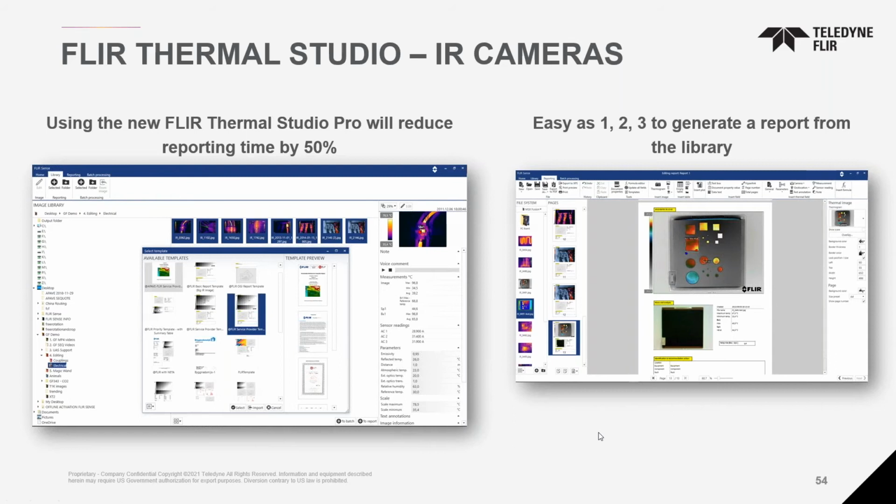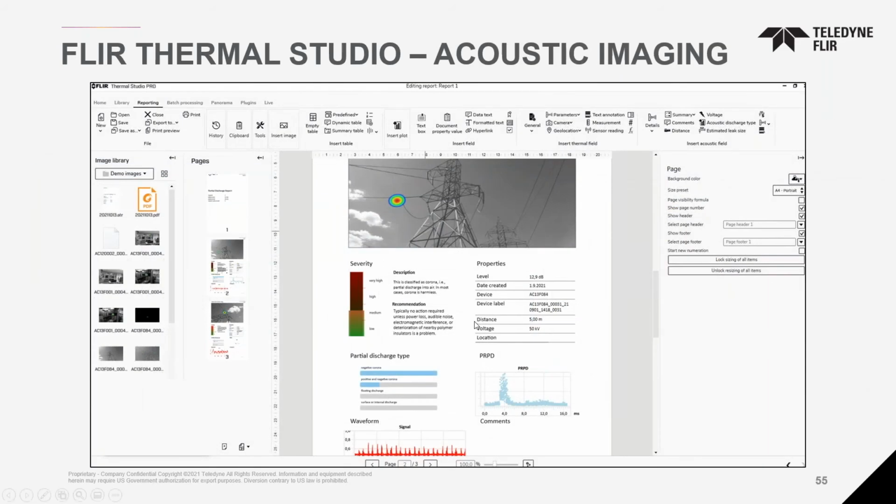In this case, it's thermal, but you also have the ability to do acoustic imaging. And again, in the acoustic imaging, you have the ability to add the severity, with the three inputs of the distance, voltage, and the location, and we'll give a severity and recommendation in the different patterns along with the image as well. So these two sections of technology can be combined into one report. You can even have pictures side by side if you want.